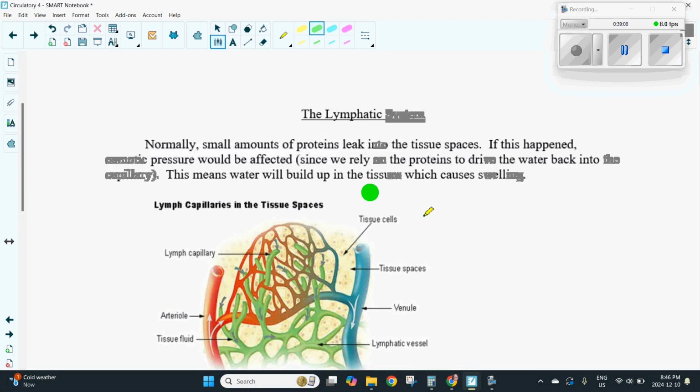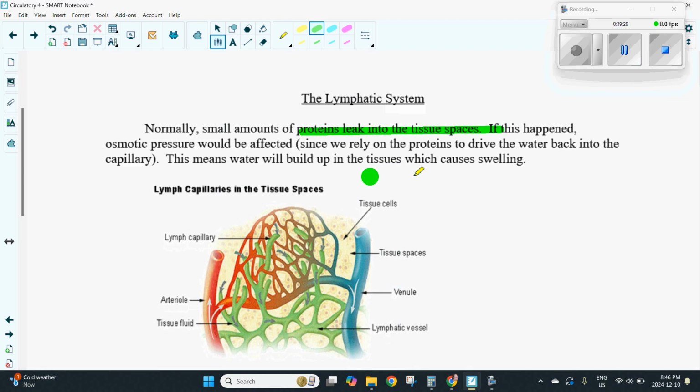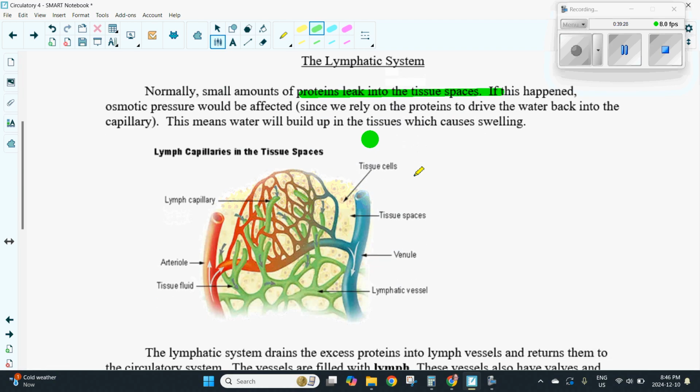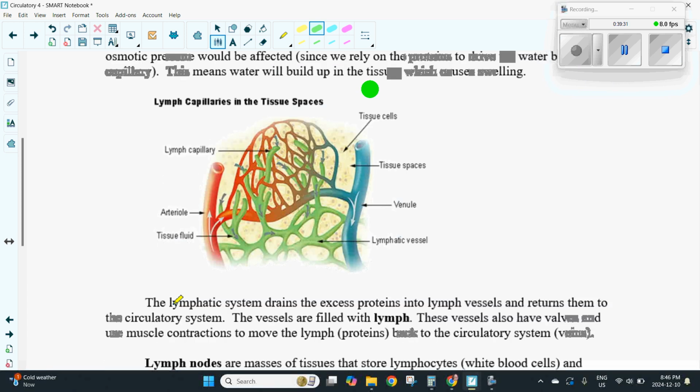Last thing is the lymphatic system. So normally small amounts of proteins do leak into tissue spaces. Our body kind of has a backup plan. We need to get rid of the extra proteins that have leaked out, and this is what our lymphatic system does. So our lymphatic system, that's this paragraph here, drains excess proteins into your lymph vessels. I talked about the lymph vessels once before in the small intestine, where your fats are absorbed into, and then it goes back into your blood vessels.